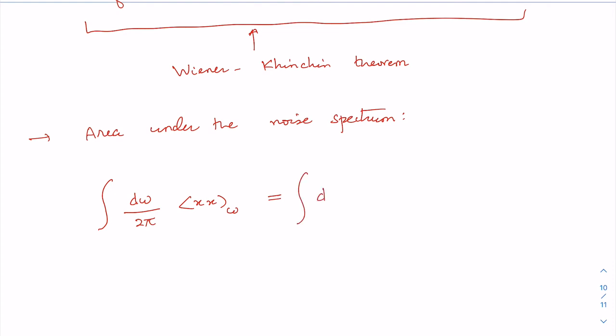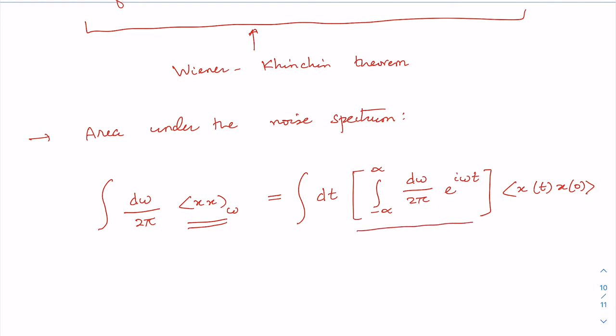And you know that this would be d/dt because we know what this noise spectrum is. Then I have here, from minus infinity to plus infinity, d omega by 2 pi e to the power i omega t. And then I have x of t, x of 0, and this is very easy to calculate because this is nothing but the delta function. So this will give us x(0) squared, and because all times are equivalent in steady state, I can simply write it as x squared.